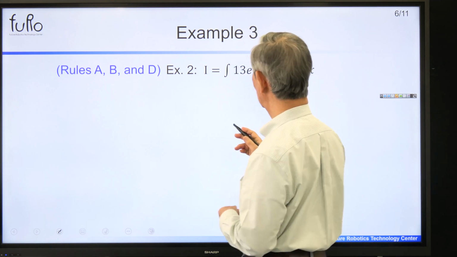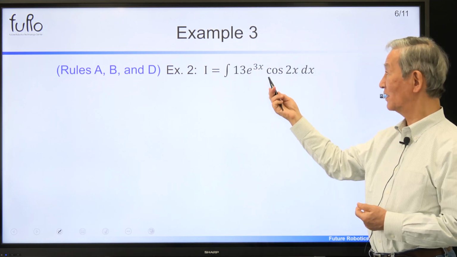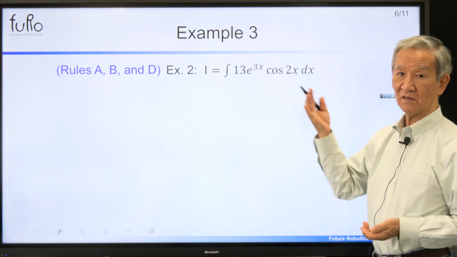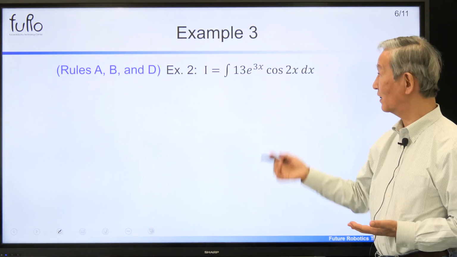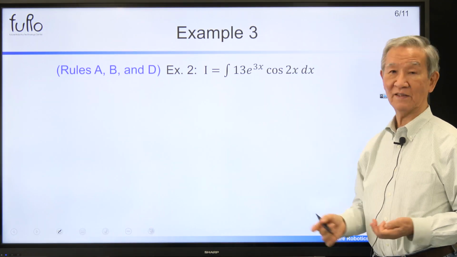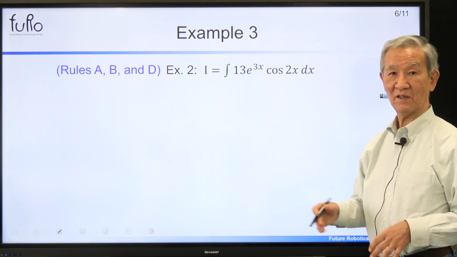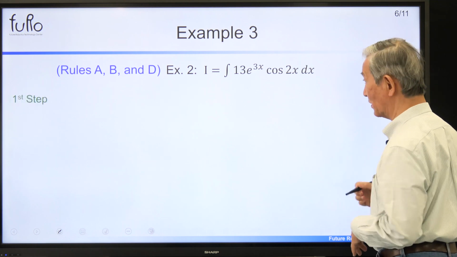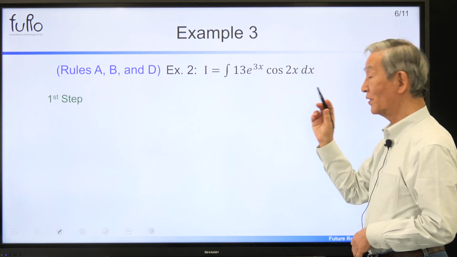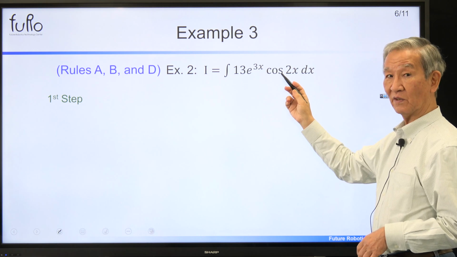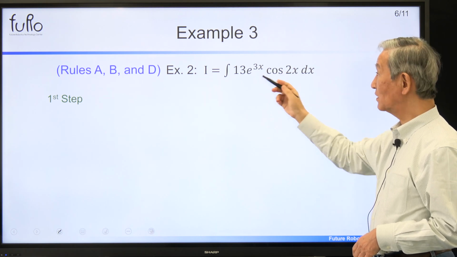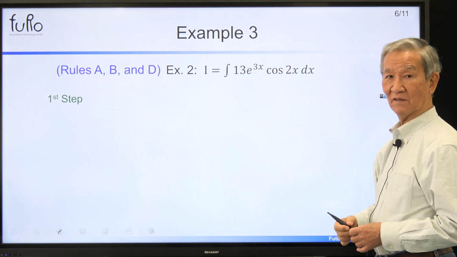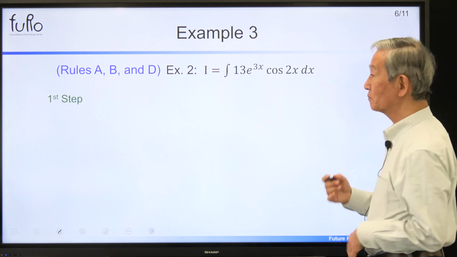Rules A, B, and D one more time, except that now you have e to the 3x times cosine 2x. E to the 3x, differentiated or integrated, you get e to the 3x again. But cosine, differentiated sine, integrated sine, both you get sine. Does not get simpler. But one thing we know is that if you differentiate this twice, you go back to the original one. You integrate this one as many times as you like, you get exactly the same e to the 3x. Okay? So we use that fact.